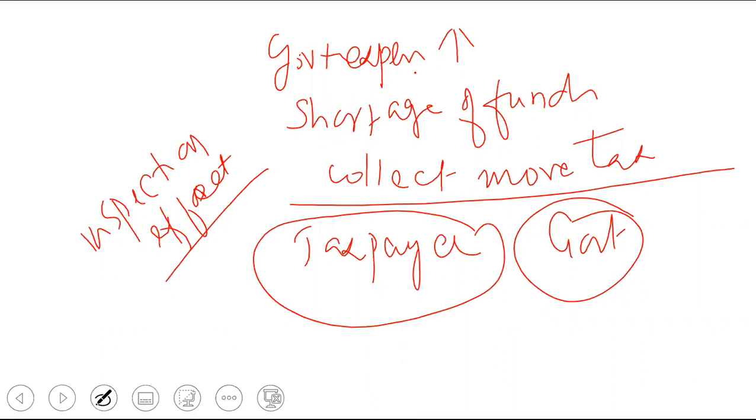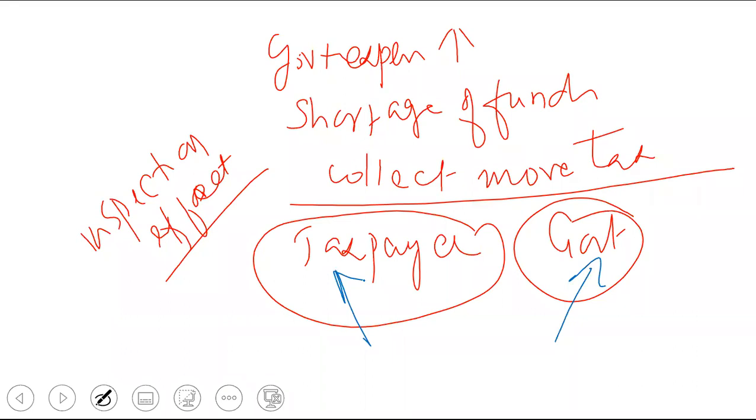But when government is imposing more tax, naturally people demand more facilities from the government. So government has to increase their expenditure. When they increase the expenditure, again a shortage arises. So government thinks whether they can impose more tax. Taxpayer is thinking, can they pay more tax? So both are checking their own level. That is known as the level of inspection.